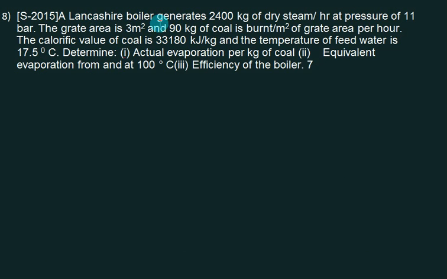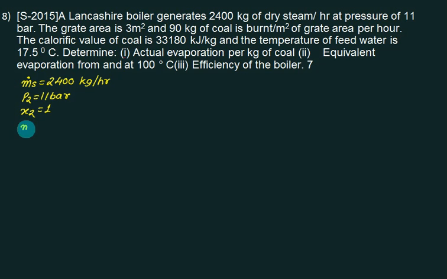A Lancashire boiler generates steam at a rate of 2400 of dry steam at a pressure of 11 bar. Grate area is that area where ash is collected. 90 kg of coal is burned per meter square of grate area. It means that total 270 coal is burned. Calorific value of coal is this, feed water is this. We want to calculate actual evaporation, equivalent evaporation and efficiency of boiler. Collect data.